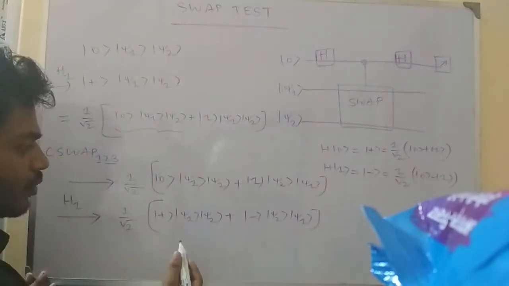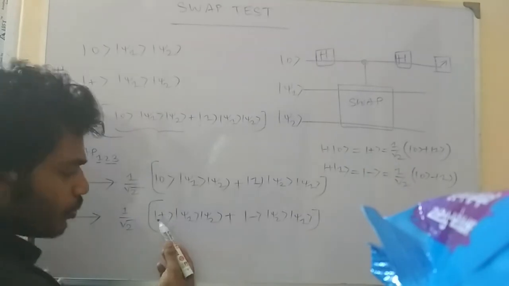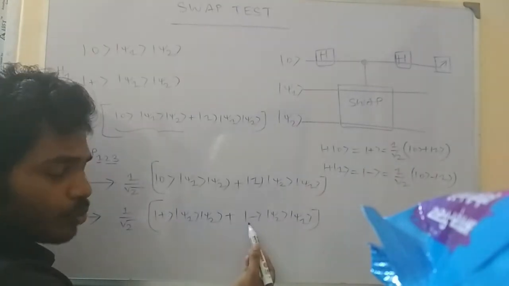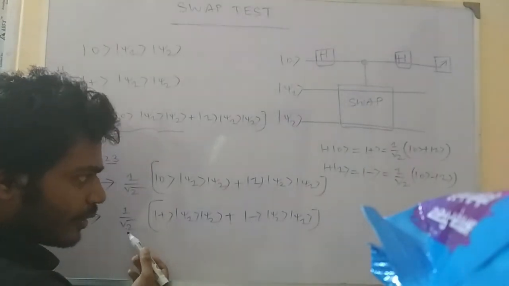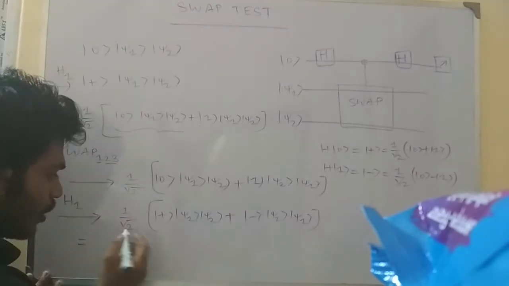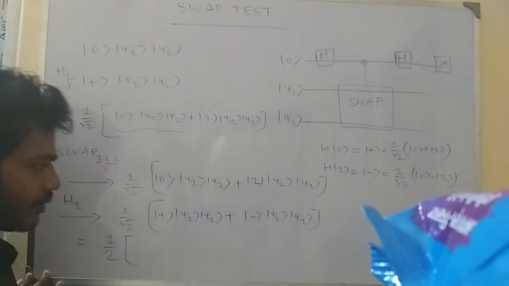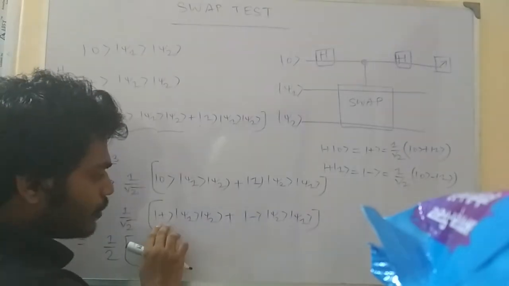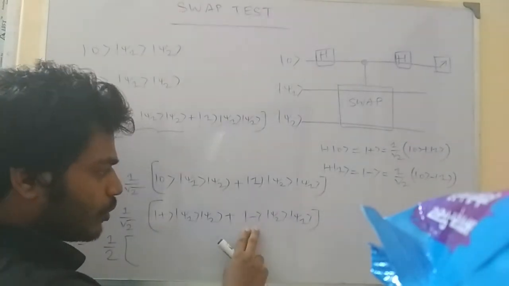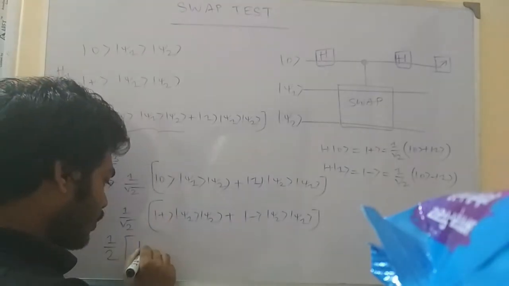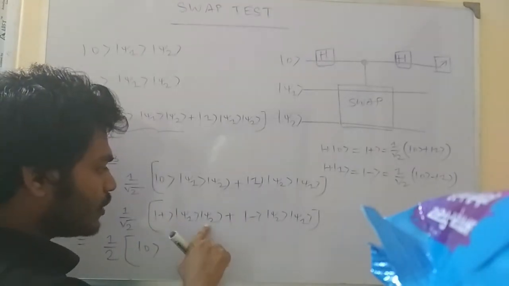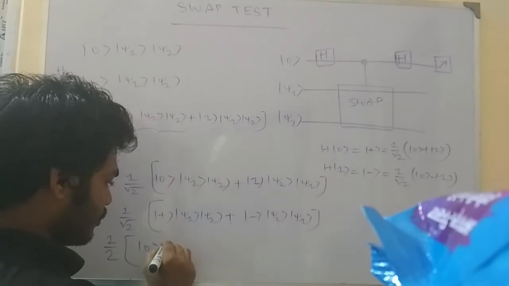Now we can expand the terms. Here we have (0 plus 1) by root 2. Here also we have (0 minus 1) by root 2. So another 1 by root 2 can be taken as common. So it will become 1 by root 2, again another 1 by root 2, it will become 1 by 2. Right. Now here we have 0 plus 1, here also we have 0 minus 1. So if you take 0 as common, then you have psi 1 psi 2 plus psi 2 psi 1.